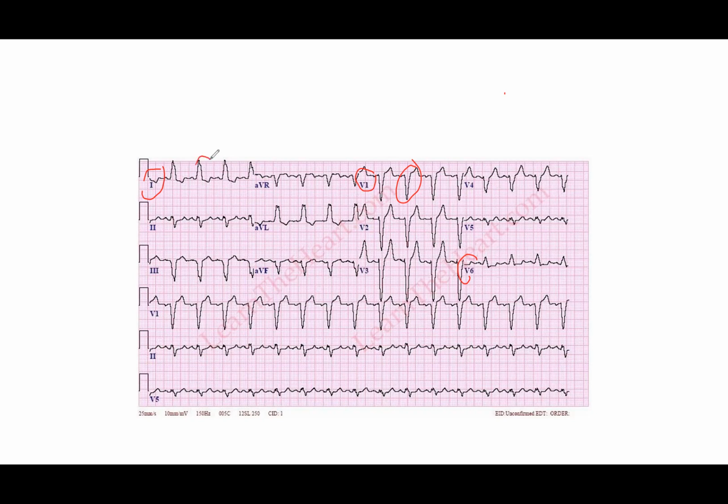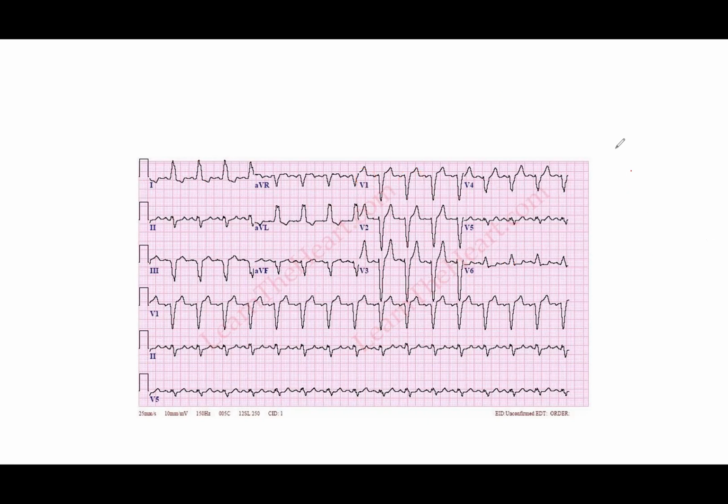And lead one should have only an R wave. V6 should have pretty much only an R as well. No Qs. Okay, that's the big thing. No Qs. Qs go down. Okay, Qs go down. R's go up. S's come back up again. Okay. All right. So what do we got here?